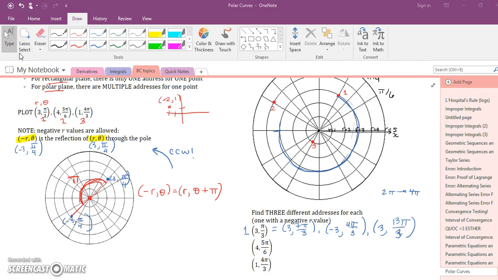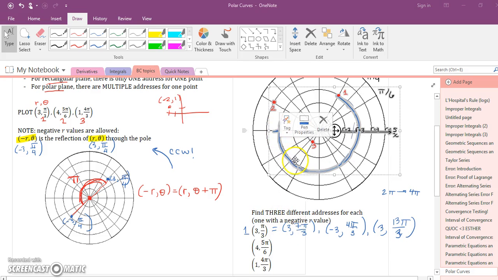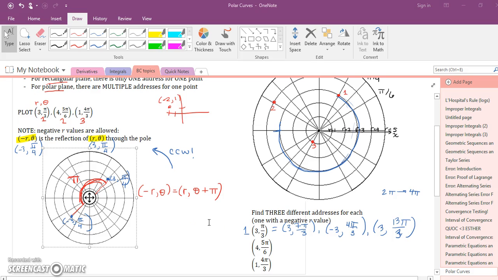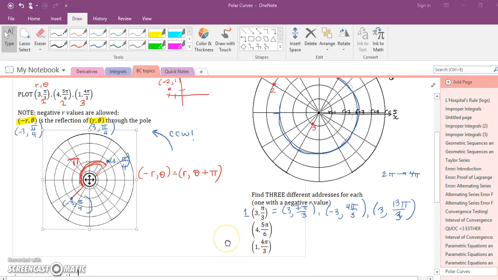So go ahead and get 3 more addresses for these two here. Make sure one of them has a negative r value, and make sure you're rotating counterclockwise here. So pause the video and go ahead and do that.